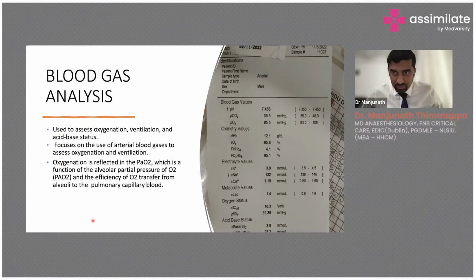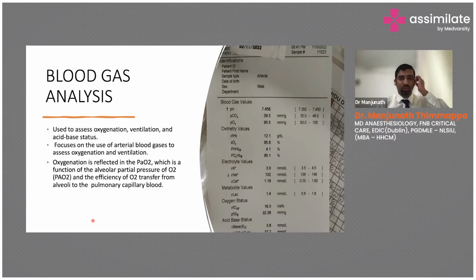So now comes the blood gas analysis. It's very difficult to cover each and everything here, but what I would like to tell you guys is, with respect to the respiratory system, the blood gas analysis, most of you are aware that the pH, PCO2 levels, and PO2 levels tell us mainly about oxygenation and ventilation. So with respect to the respiratory system.